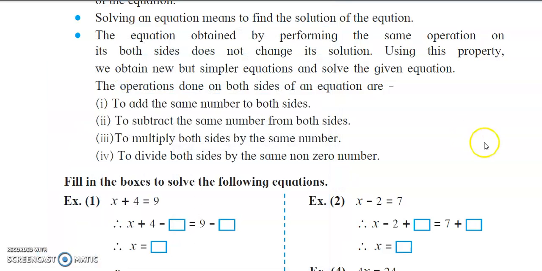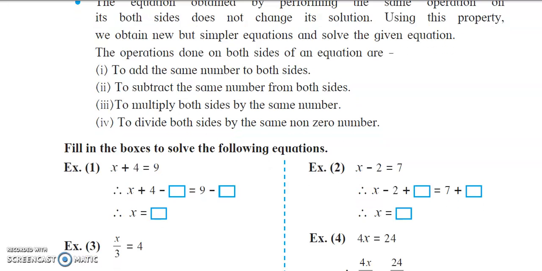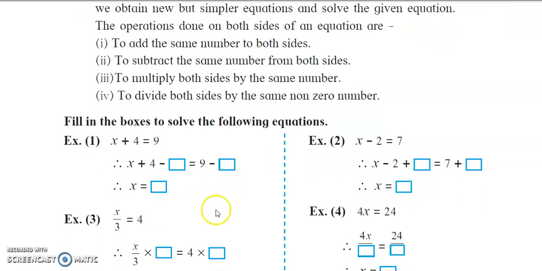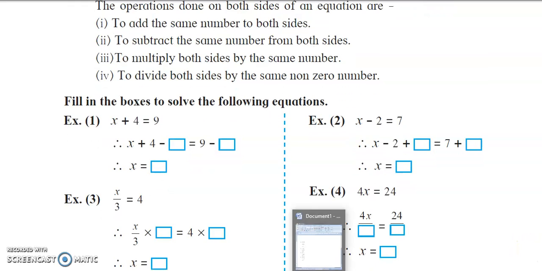Now third question, let us see what is given in the solved example. x upon 3 equals 4 is given here. Therefore x upon 3 is multiplied by which number, so that you will get here 4 multiplied by which number? You have to find this. So let us see what is the answer.